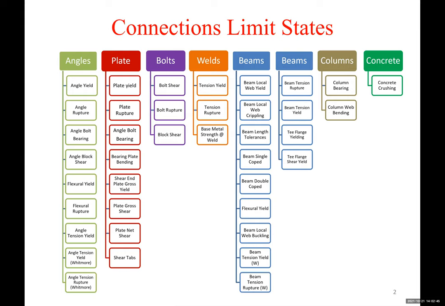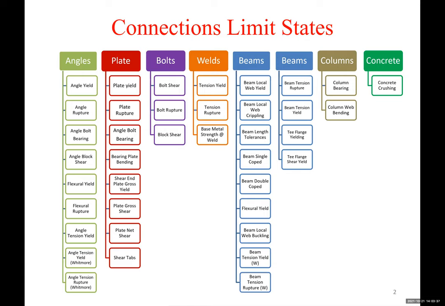So in this simple chart, we see the limit states that need to be checked for each connecting element, such as the angle, the plate, bolts, welds, and also other checks that need to be done in the beams and the columns. And also if we are connecting to the concrete. So this is a very comprehensive chart that tells you what needs to be checked. Now, not all of these limit states are checked in every connection, but depending on the loads that we have in the connection, either all or some of these limit states need to be checked as applicable.